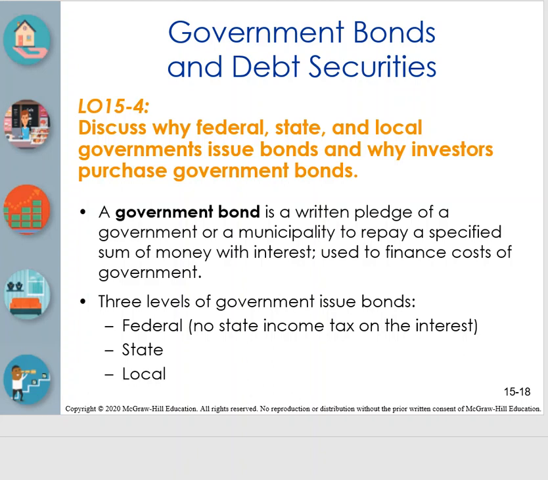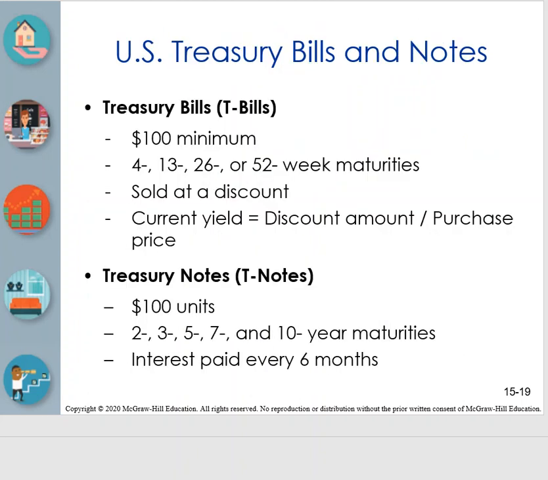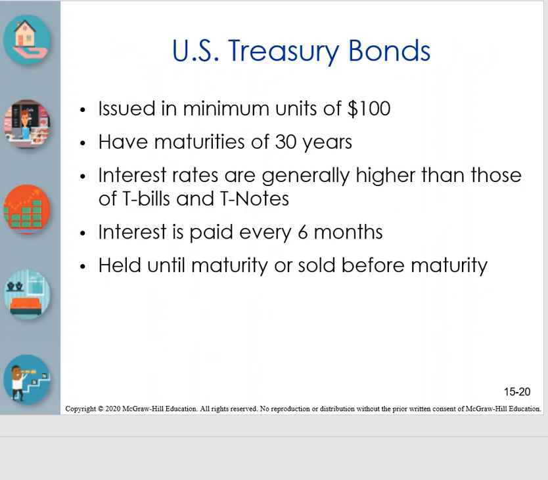Let's look at federal bonds first. They can be issued in different varieties. A T-bill is due within a year or less. So you can see the maturity dates are up to 52 weeks. T-notes are between 2 and 10 years. And a treasury bond can be anywhere between 10 and 30 years.